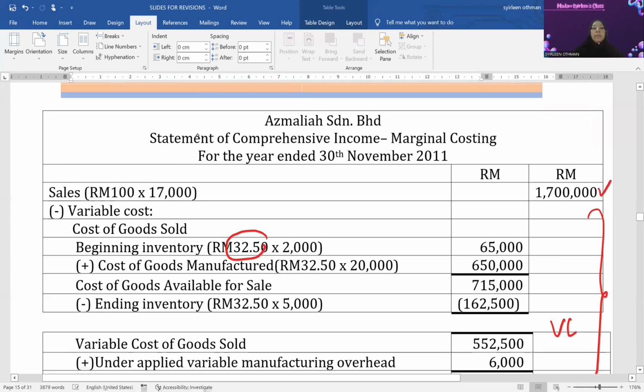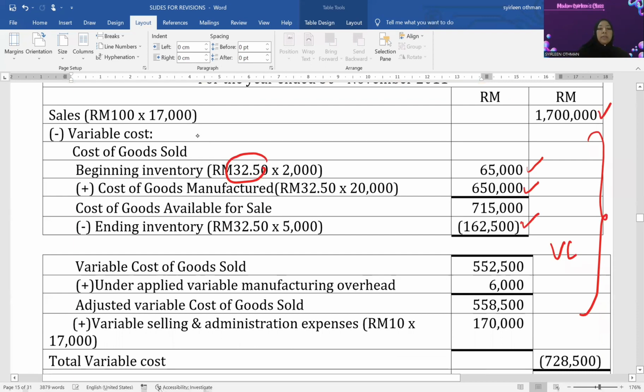All right, but in your calculations for the variable cost of goods sold, we are going to use 32 ringgit and 50 cents to calculate the beginning inventory, the cost of goods manufactured, and the ending inventory. Okay, so here, as you can see, you are able to calculate the variable cost of goods sold. Okay, this is variable cost of goods sold. And we have the adjustments for your COGS.